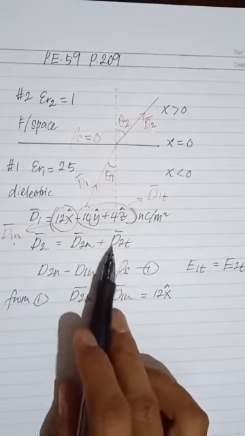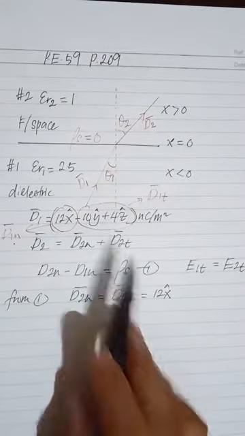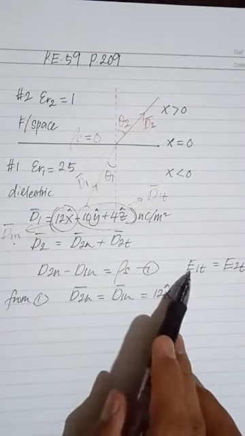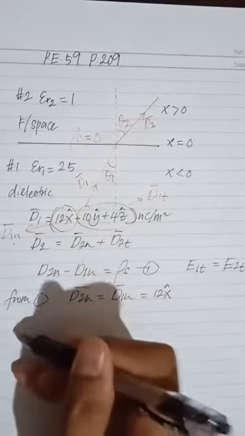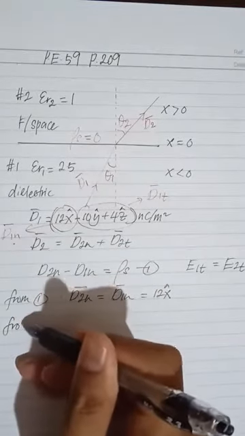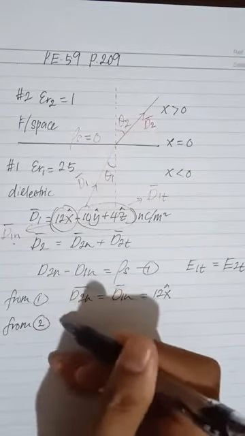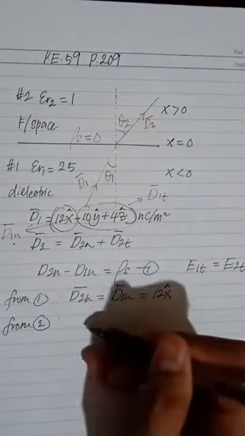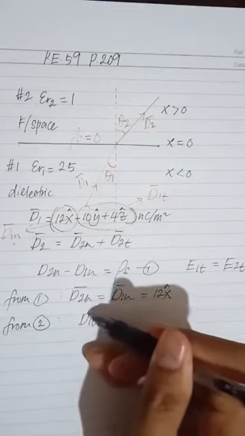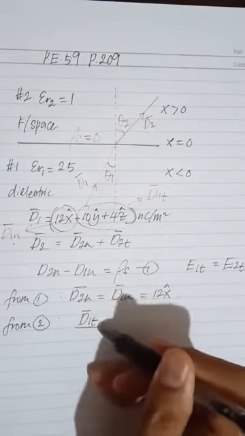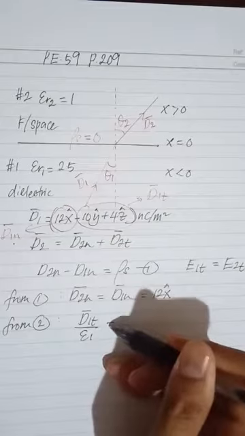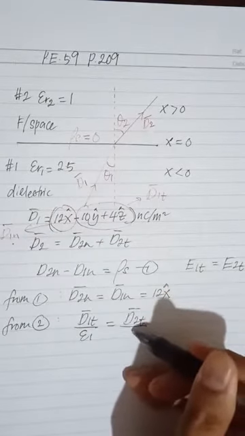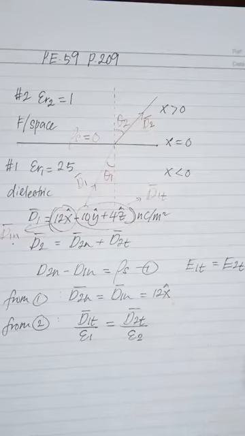So now we are going to find the other part of it. We have to find the D2 tangential component. Again, this one can be obtained using the second equation over here. So from number 2, just convert this E into the D term. Now we have D1 tangential over epsilon 1 is equal to D2 tangential over epsilon 2.